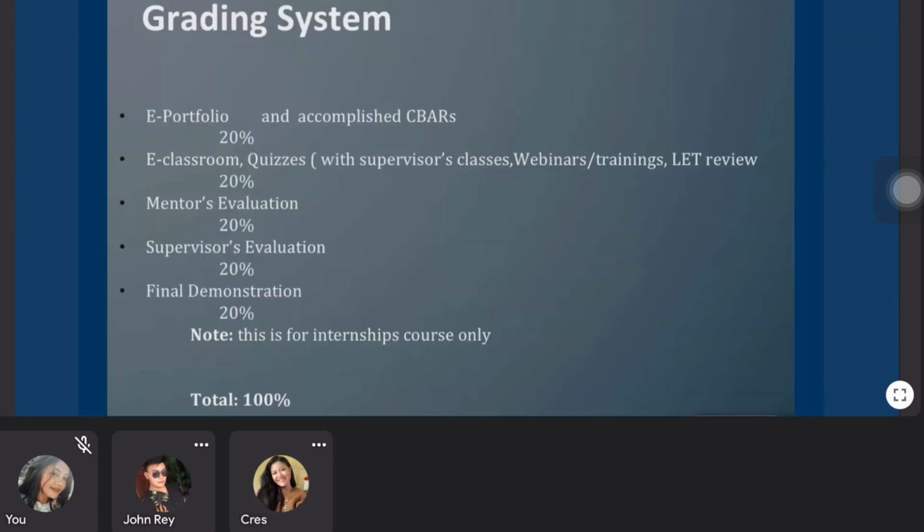Here we have to review our grading system. Our e-portfolio and accomplished receivers is 20%, and our e-classroom quizzes, this includes the supervisor classes, webinars or trainings, and review, that's 20% also. Our mentor's evaluation is 20%. Supervisor's evaluation is 20%, and final demonstration is 20%. Note that this is for internship scores only. So all of that is a total of 100%.